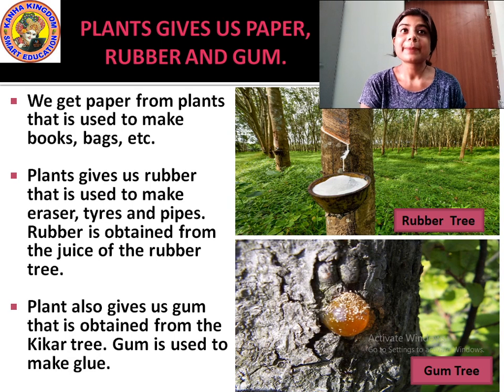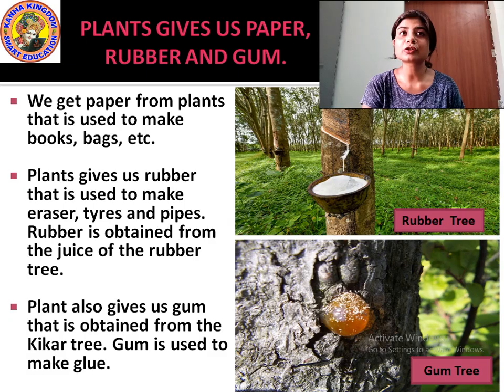And students, plants give us paper, rubber and gum. Plants also give us paper. So many trees are cut down to make paper. Yes or no? The paper, the book that you read, the copy that you write in, those papers are made from trees. Big trees are cut down to make paper.